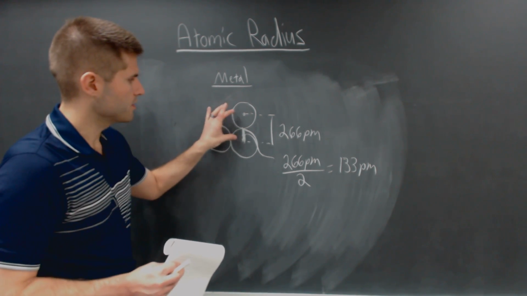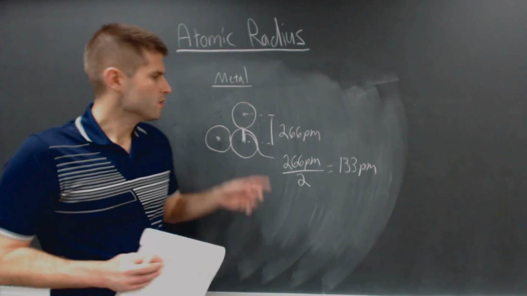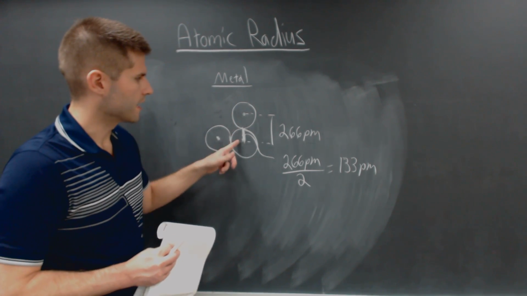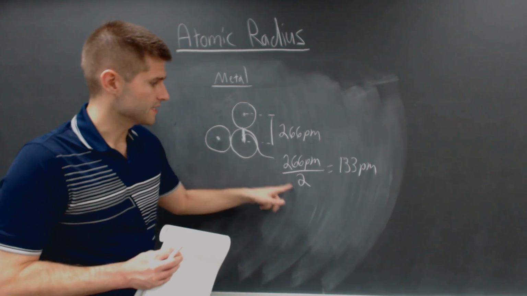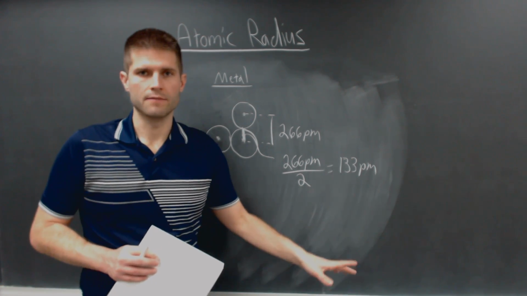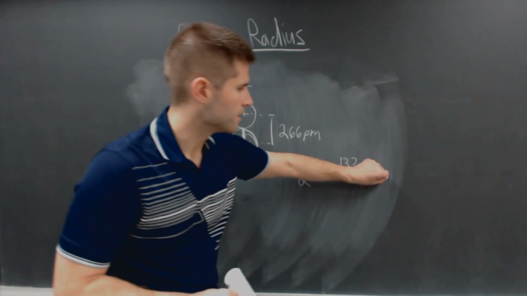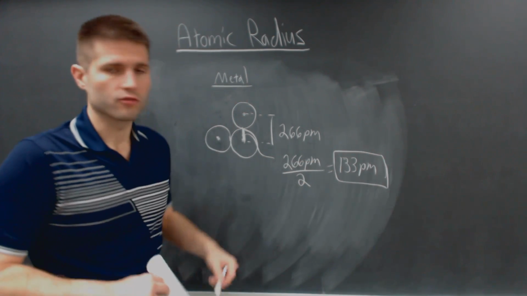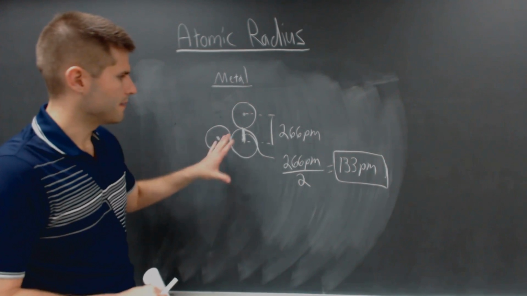And that's how we've determined the atomic radius of the metals on the periodic table. We put the metal in a periodic array. We determine the distance between the nuclei. We take that distance and divide by 2, and we call it good. This is what would be put on your periodic table, the atomic radius. So that's for a metal.